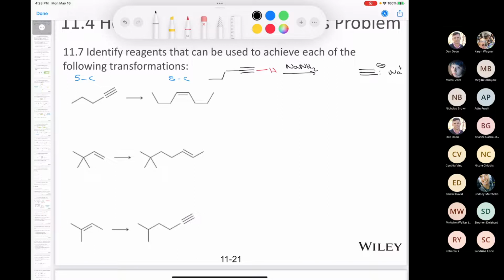So sodium alkanide, so 1, 2, 3. You don't want to treat it with water next because then it's just going to go right back to here again. And we want to add those 3 carbons. So what do you think might be a better electrophile if I want to add the 1, 2, 3 carbons? Maybe propyl iodide, propyl bromide, propyl chloride. Any one of those would work.